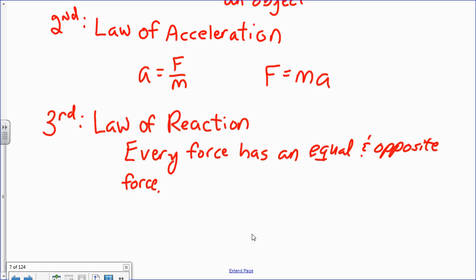That means that anytime you have a force, there has to be another force that's equal and opposite. All right, so for example, I hit this board. What is the other force? I obviously feel a force in my fist. I hit it with my fist. What's the other force? The wall, right? The wall pushed back on my fist.